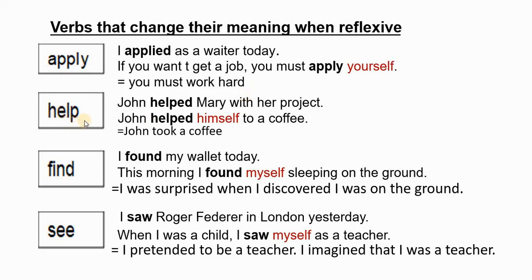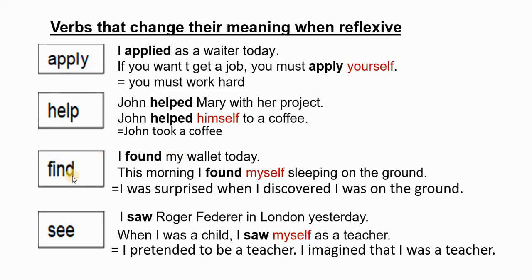Okay, next we have here help. I'm sure you all know what help means. It means to assist somebody. So here, John helped Mary with her project. Alright? But the meaning changes when it becomes reflexive. John helped himself to a coffee. Help himself. This means John took a coffee, that he served a coffee to himself. Yes? So the meaning is very different.